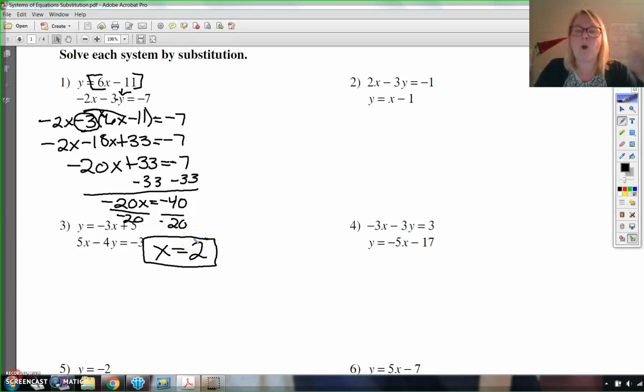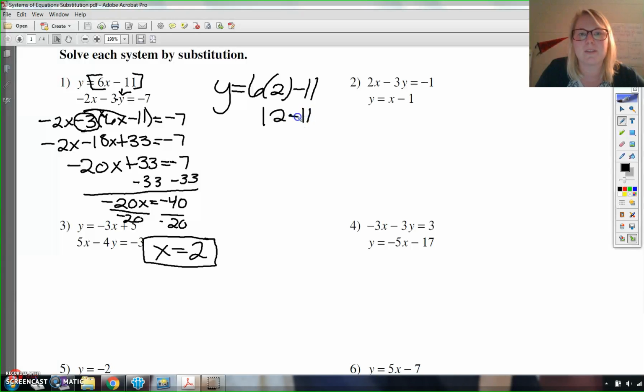Do I have my whole point, though? No, I'm still missing my y value. I've got to have an x and a y. So I'm going to take this x equals 2 and plug it in. It doesn't matter which one, honestly. It'll work for both. However, since the first one's already solved for y, I can just plug in 2 and solve it. It makes it a lot easier. Always be smart. y equals 6 times my 2 minus 11. 6 times 2 is 12. Minus 11 is 1. So y equals 1.